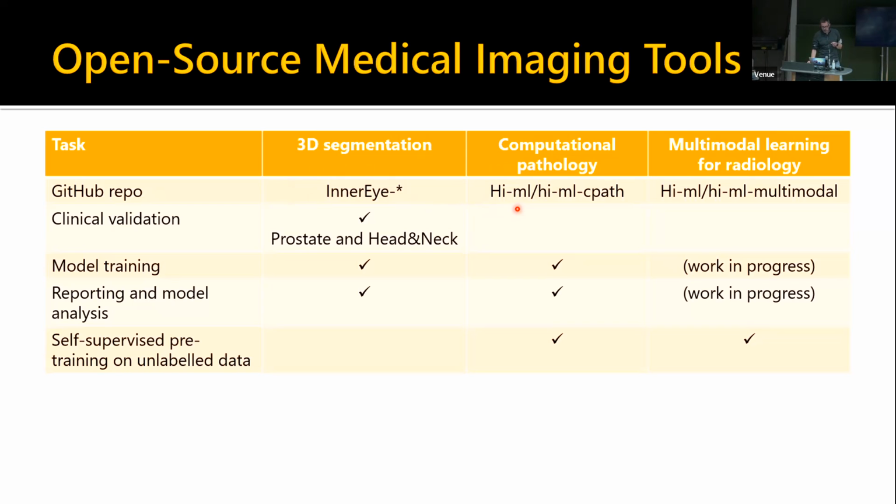We're really proud that we have been able to go through a full process of clinical validation with our 3D segmentation models, in particular for prostate and head and neck cancer. And I'm going to talk more about that in a bit. We have full model training workflows, detailed reports generated, and in particular for pathology and radiology, we found it super useful to work with self-supervised learning. That allowed us to tap into the vast pools of unlabeled data that is available. Again, this has really pushed our modeling capabilities forward.